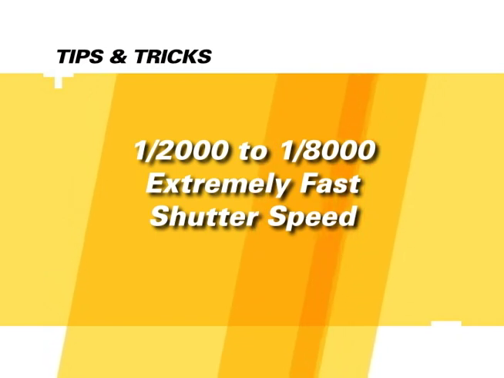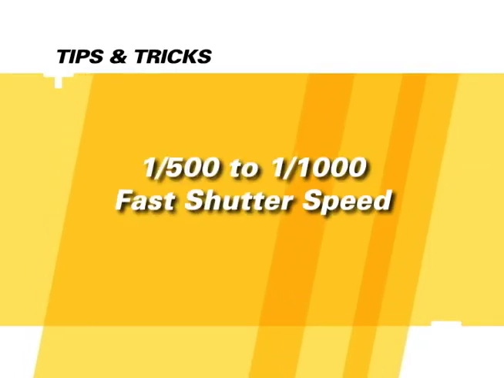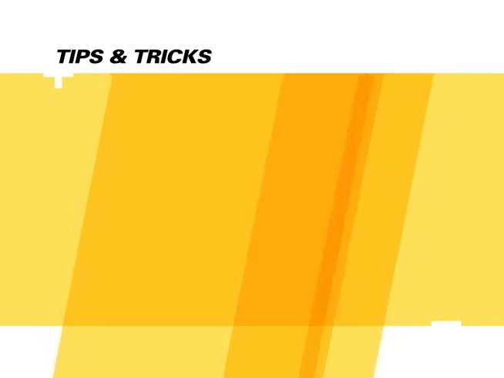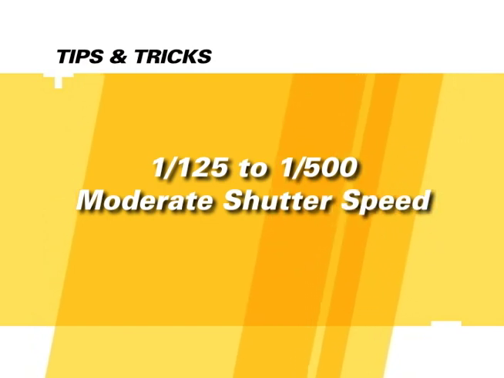A fast shutter speed of 1/2000th to 1/8000th could be used to freeze the wings of a bee or the blades of a helicopter in flight. A shutter speed of 1/500th to 1/1000th could be good for freezing action at sporting events. A moderate shutter speed of 1/125th to 1/500th could be used for taking portraits of friends or family.